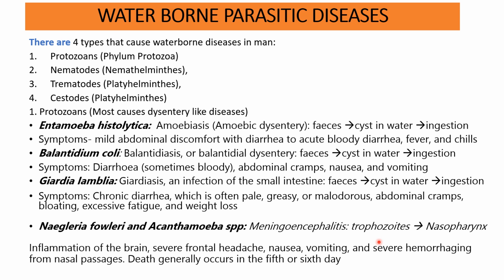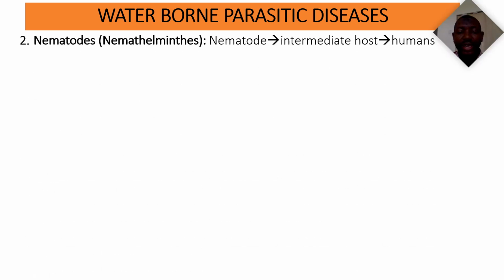So it is important to note that the first three parasites mentioned cause dysentery, which rarely kills with medication, but the last two parasites that cause neurologic diseases easily kill the infected individuals within 5 to 6 days. Now, the second category of parasites we'll try to look at, as we said, there are 4 categories.